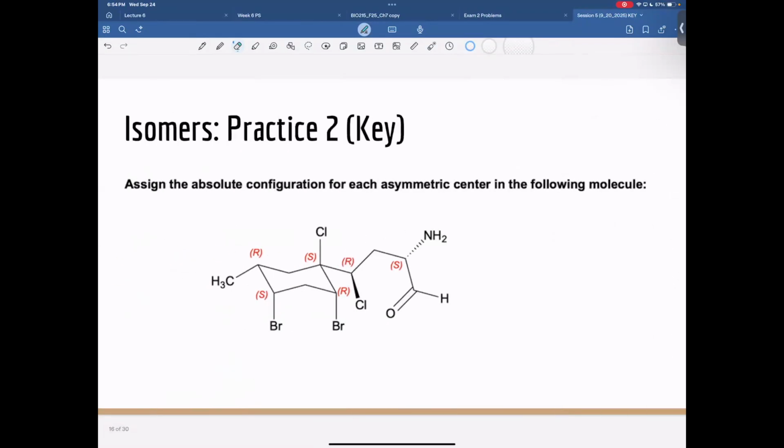For the one with the nitrogen, is it S because the H is on the wedge? So you just leave it like that, right? The H is on the wedge. You label this 1, 2, 3, 4, right? So it's R. And then you have to flip it because the H is on the wedge. So that makes it S.